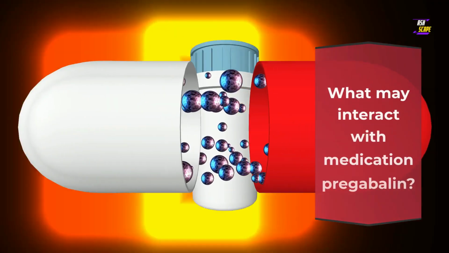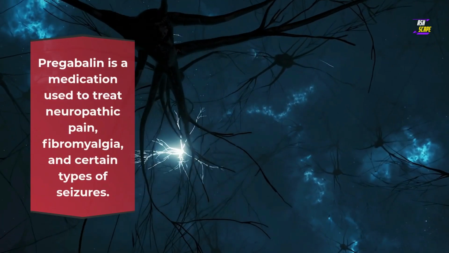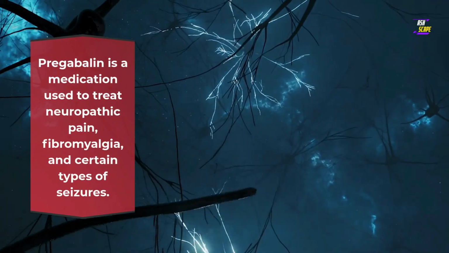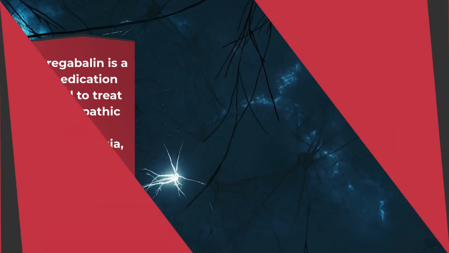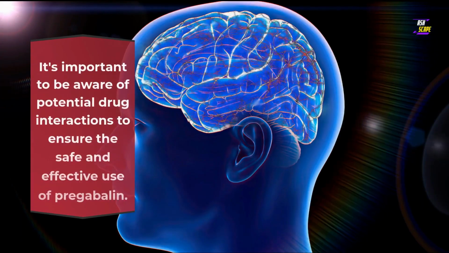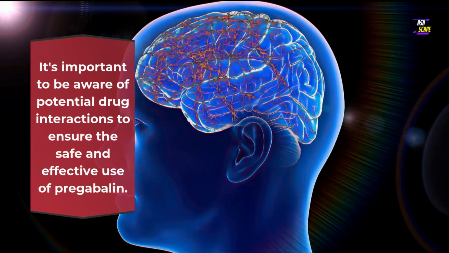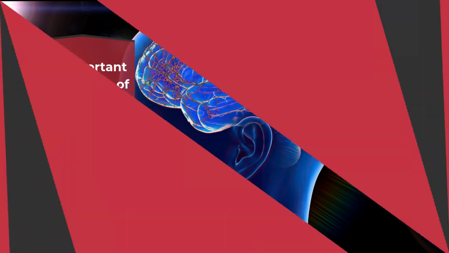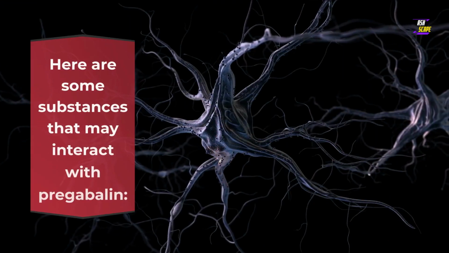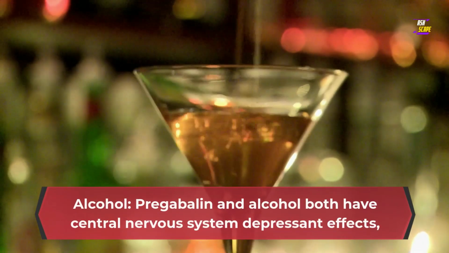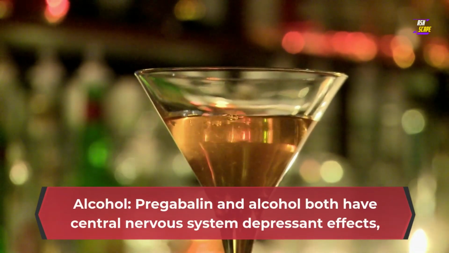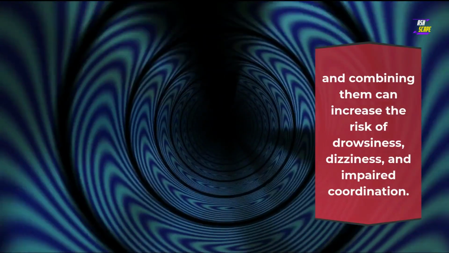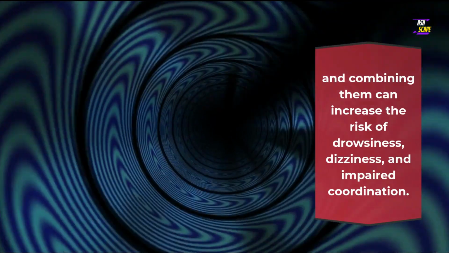What may interact with pregabalin? Pregabalin is a medication used to treat neuropathic pain, fibromyalgia, and certain types of seizures. It's important to be aware of potential drug interactions to ensure the safe and effective use of pregabalin. Here are some substances that may interact with pregabalin. Alcohol. Pregabalin and alcohol both have central nervous system depressant effects, and combining them can increase the risk of drowsiness, dizziness, and impaired coordination.